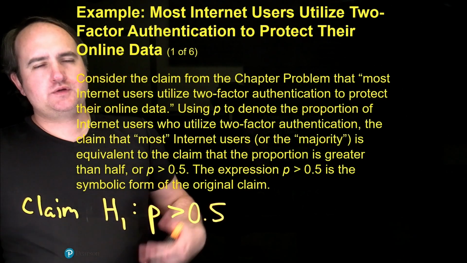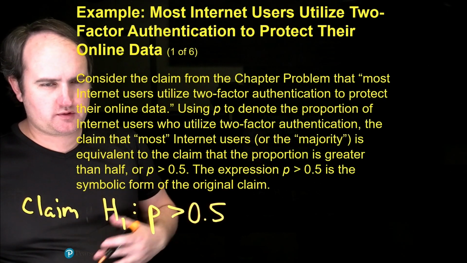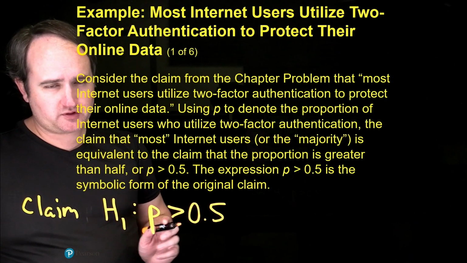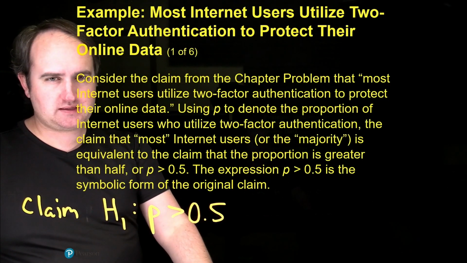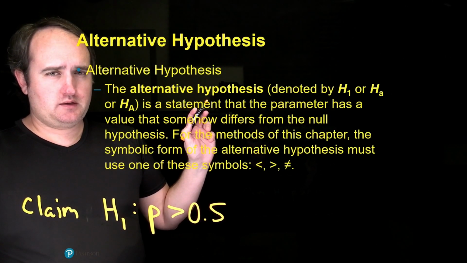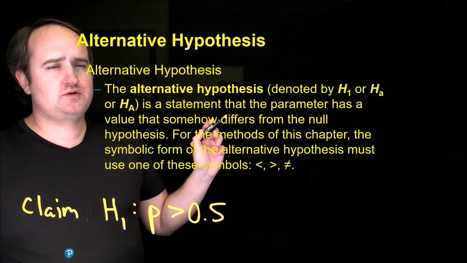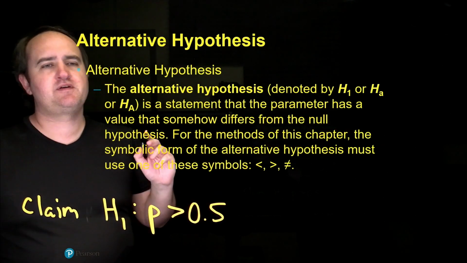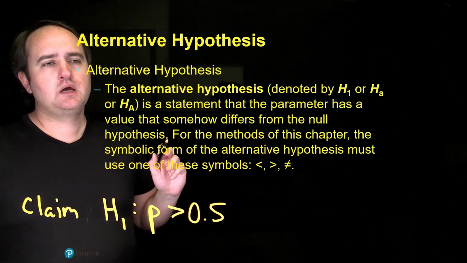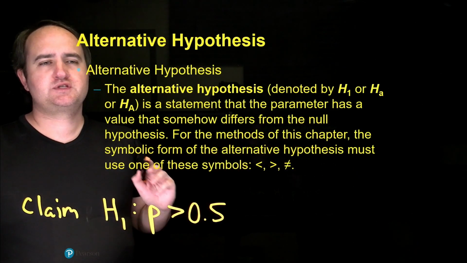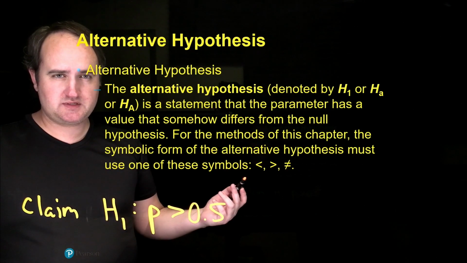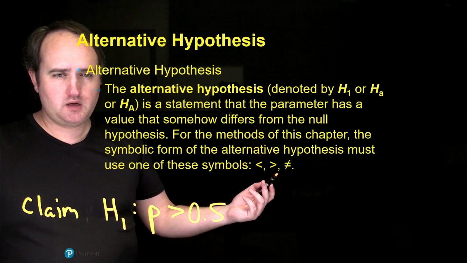Okay, and if you do a harder statistics course, you may have situations where your claim isn't actually the alternative hypothesis. But for our class, that's how it's going to be. So the reason they call it the alternative hypothesis primarily has to do with the fact that the parameter has a value that somehow differs from what's called the null hypothesis. Okay? So for the methods of this chapter, the symbolic form of the alternative hypothesis must use one of these 3 symbols: less than, greater than, or not equals.